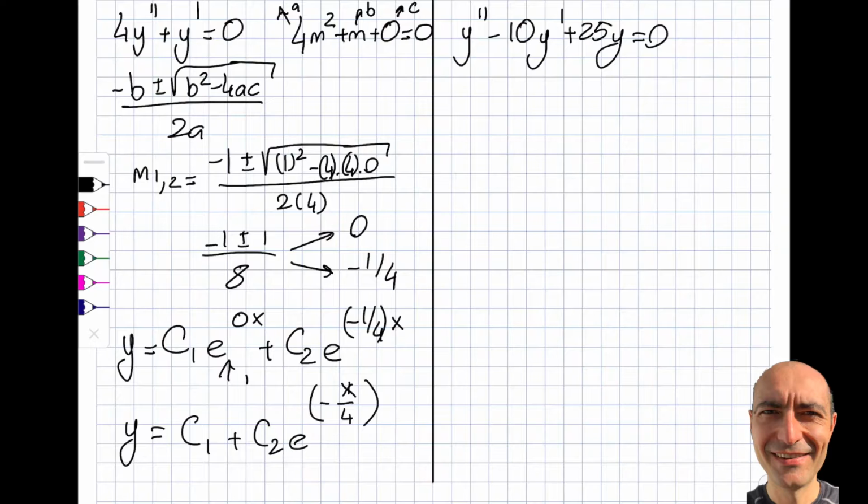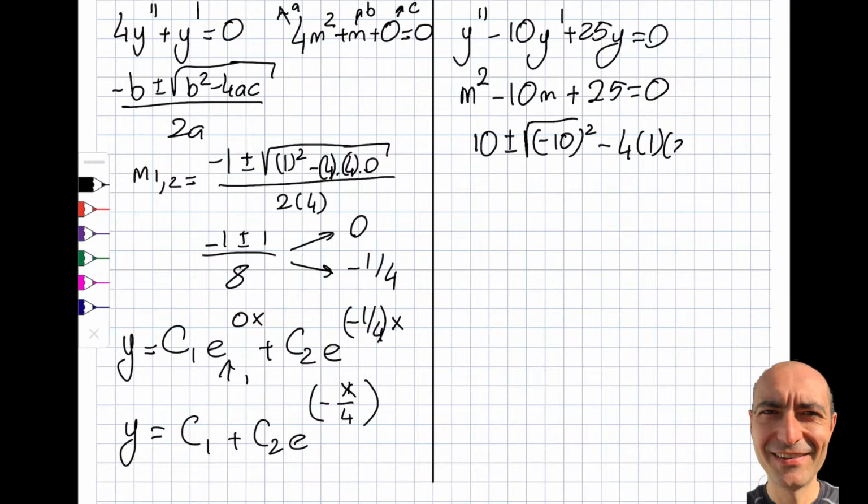So the ancillary form will be m squared minus 10m plus 25 is equal to 0. And I'll do the same trick that I did here. Basically I had to calculate this, I don't want to rewrite this. So it's going to be minus minus 10, it will be 10, plus minus the square root of minus 10 squared, b squared, minus 4, a is 1, c is 25, divided by 2a, right? So that is 2.